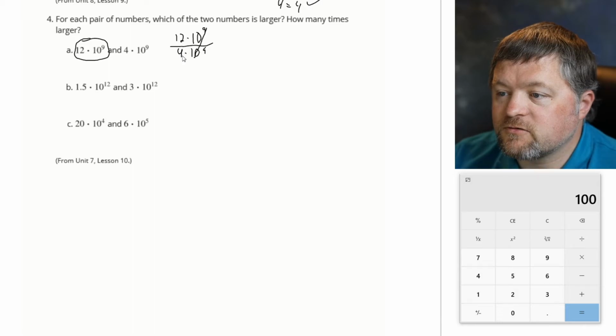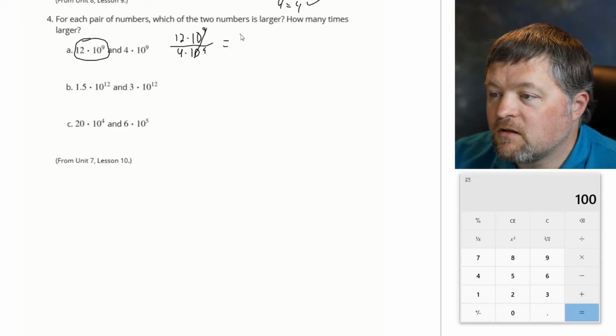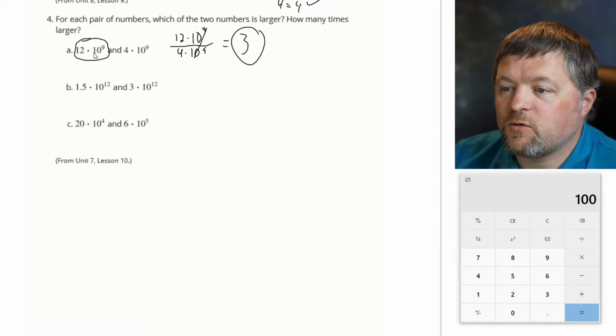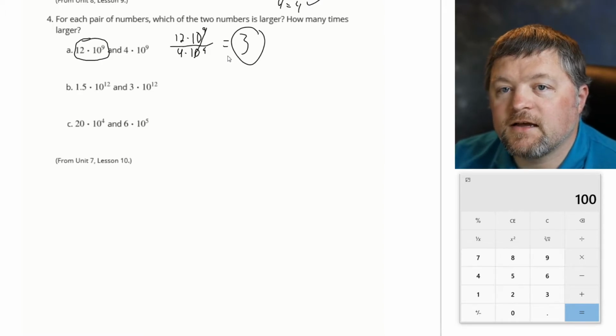Those cancel, so it's 12 over 4. What's 12 divided by 4? That's 3. So 12 times 10 to the power of 9 is larger, and it is 3 times larger.